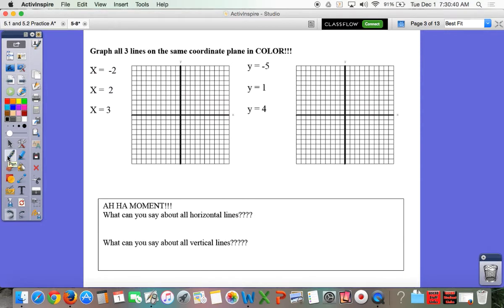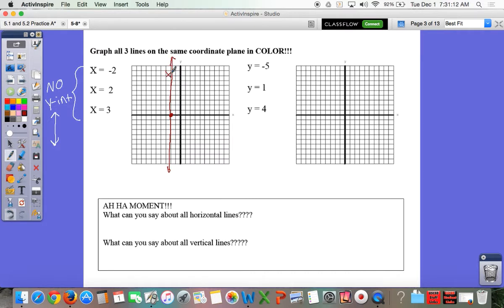It says graph all three lines on the same coordinate plane in color. Remember, these are the kinds you have to know. X without a Y, remember they have an x-intercept. There's no y-intercept, which means that these are vertical lines. So x equals -2, my x-intercept would be -2. And it would be a vertical line.